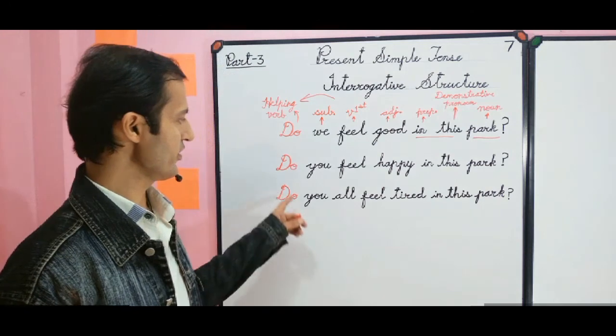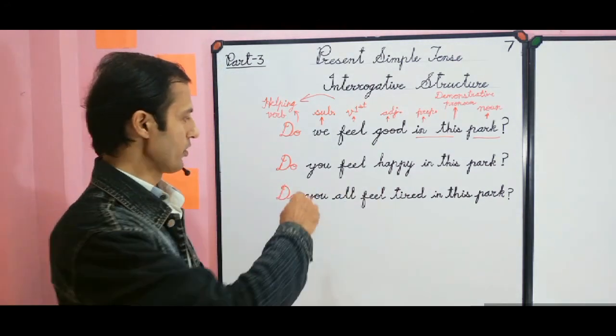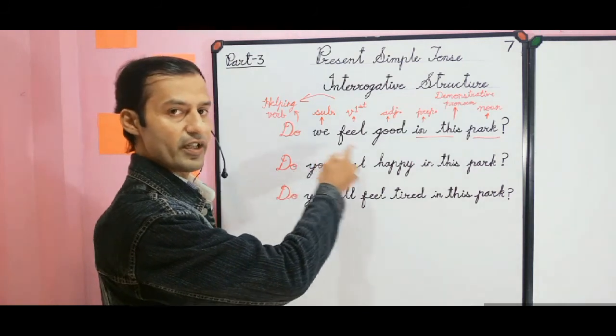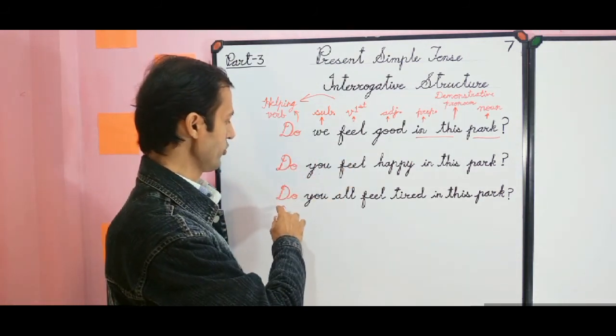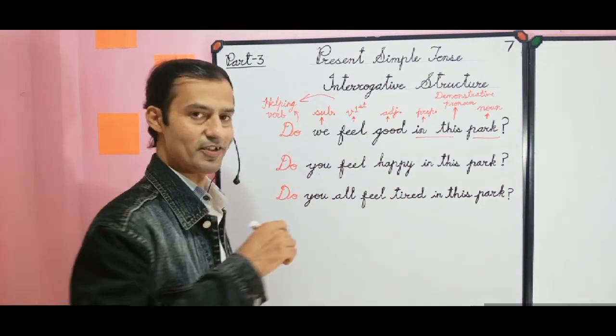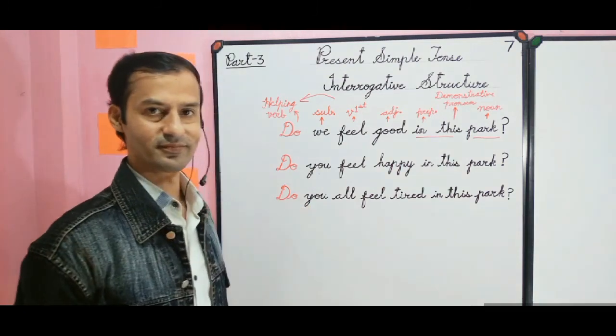And good is the adjective, as well as the state of mind. Here we see the second sentence, do you feel happy in this park? So do is always placed at the beginning of the sentence. This is the singular subject. And do you all feel tired in this park? So this is the plural subject.